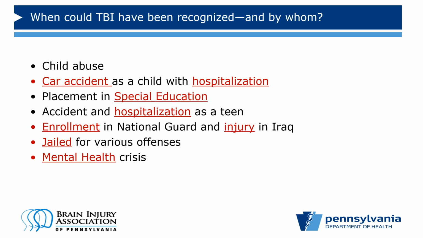The National Guard, both in its enrolling of this individual, so was he screened before he enlisted, and after his injury, was he screened for brain injury? The prison system, is part of the intake for prison. Was this individual screened? And then finally, we have the mental health practitioner who does identify this likely history of brain injury.